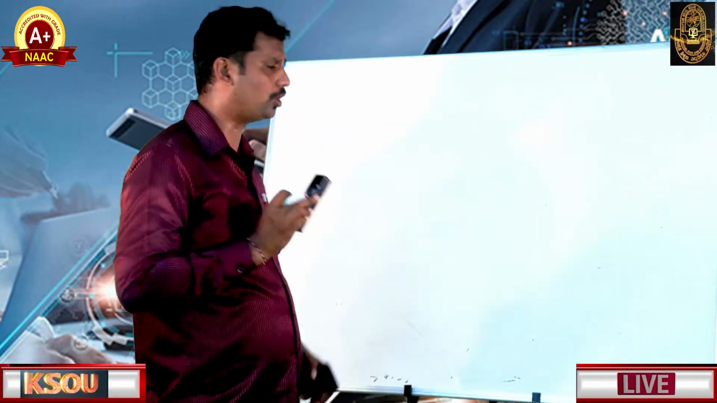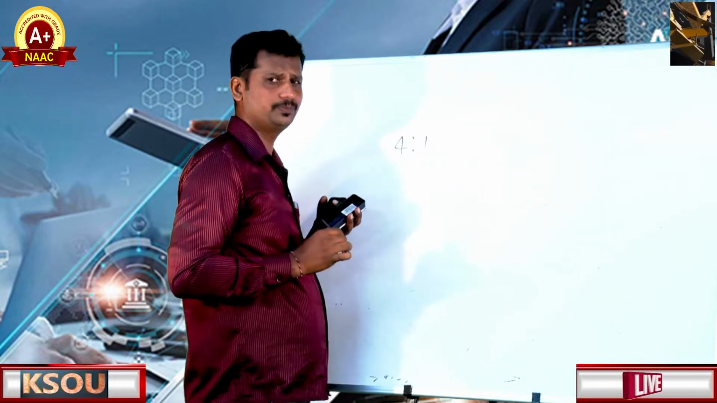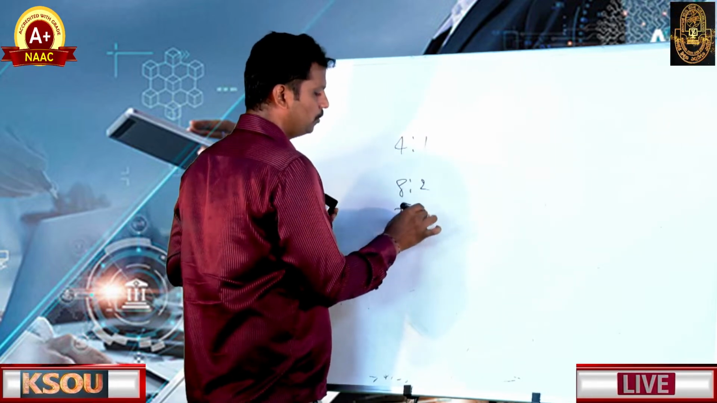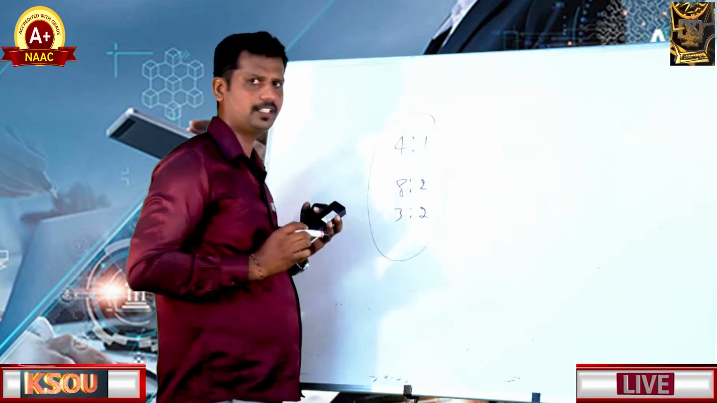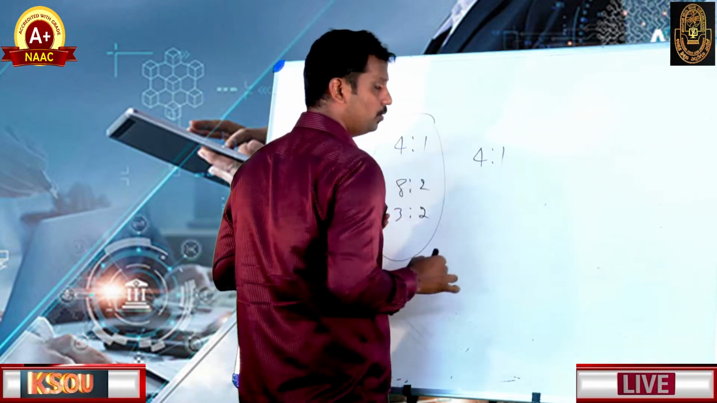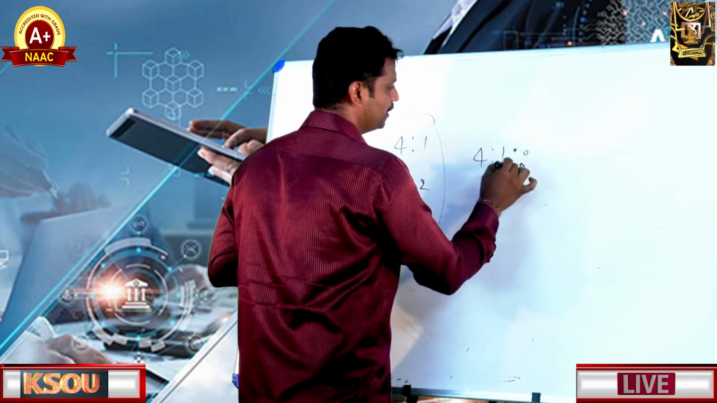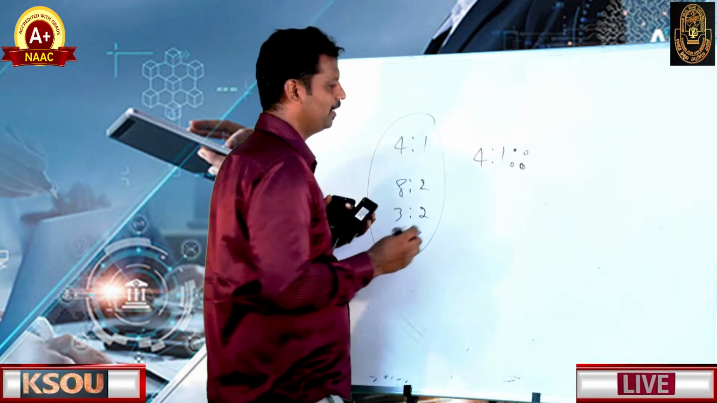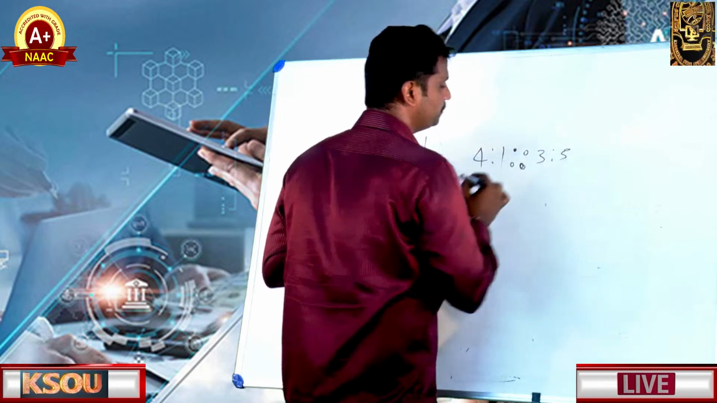How to write a ratio? We can write 1:4, 8:2, 3:2. These are the ratios. Clear now? Proportions means 4:1 proportion, 4 dots. So for the ratio 2 dots, for the proportion 4 dots. Okay. Is to proportion of 3:5.